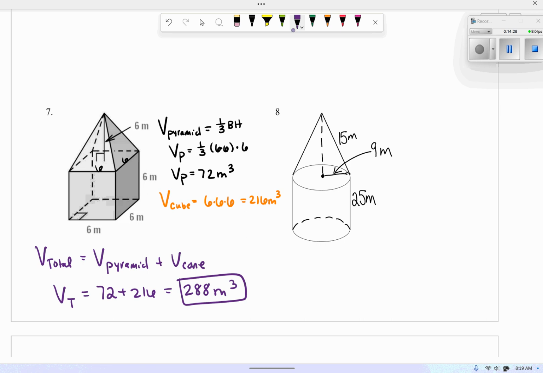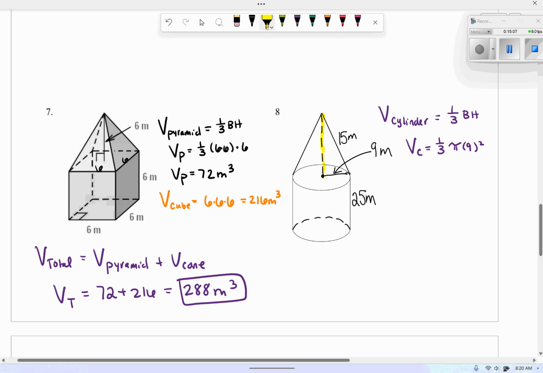For this one over here, it looks like we have the volume of a cylinder plus the volume of a cone. So the volume of a cone, remember, is 1/3, again, the base times the height. The base is circular, so that's pi r squared. So the volume of the cone is equal to 1/3 times pi r squared, and our r is 9, so pi times 9 squared times the height. It looks like we were not given the height here. The height's right here, and we're given this length is 15.